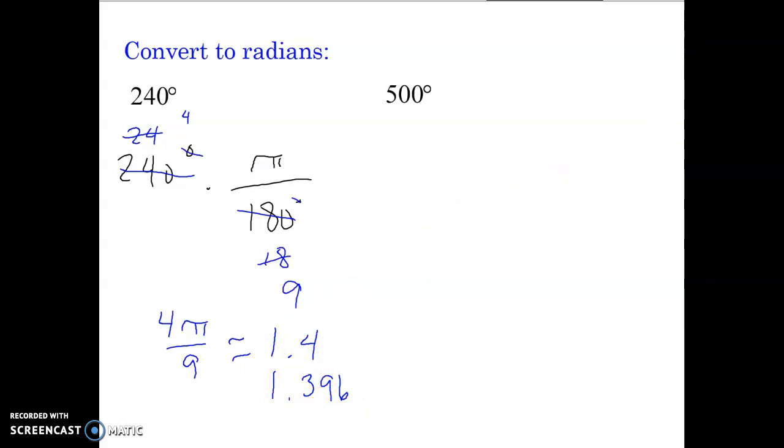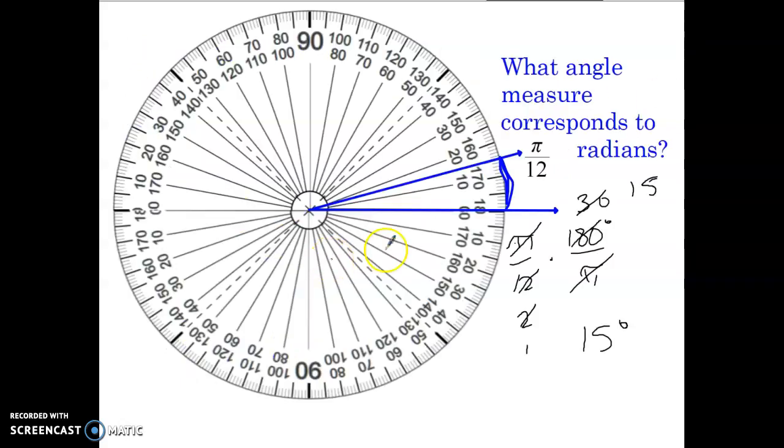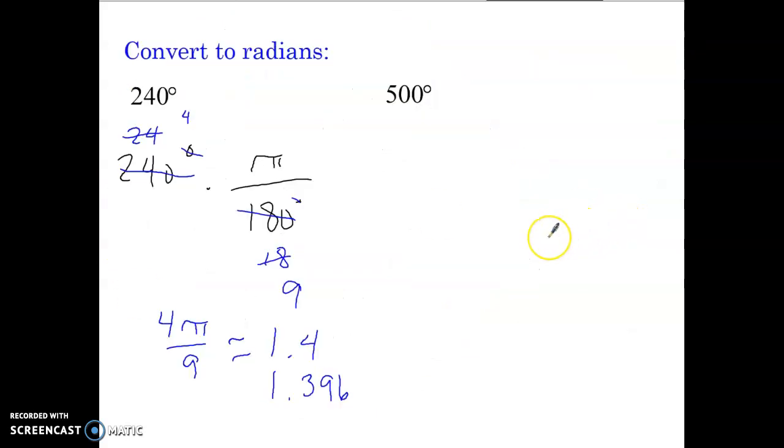Okay, let's do 500. Well, so 500, that seems weird. Let me look back to my protractor here. 500 just means I went all the way around the circle, 360 degrees, and then I went 140 more degrees to get over here. So when I look at that radian measure, I'm going to go all the way around the circle. Well, if this is 1 pi, this is 1 pi, that's 2 pi, and then I'm going to come all the way over here. So my answer is going to be something bigger than 2 pi to get all the way over here. All right, let's see what I'm going to get.